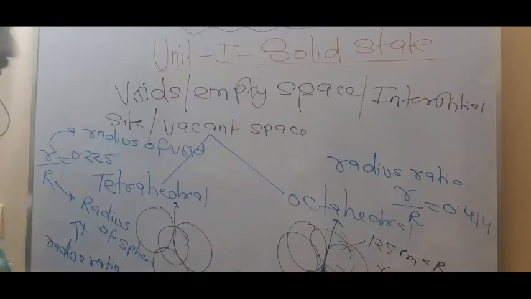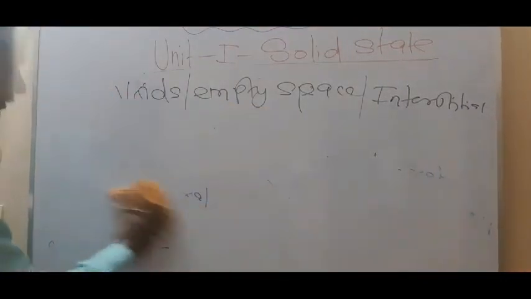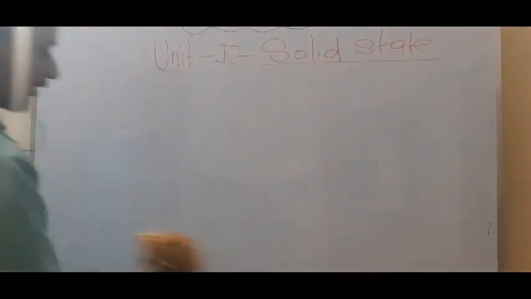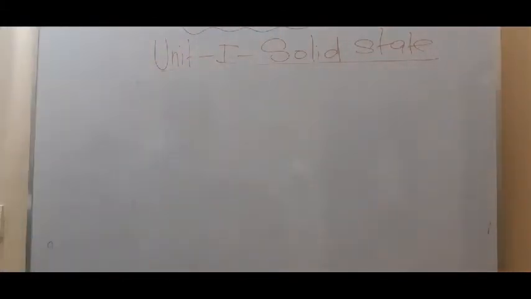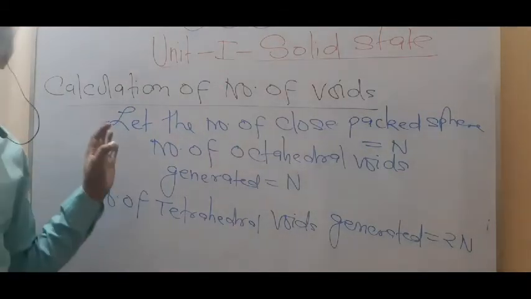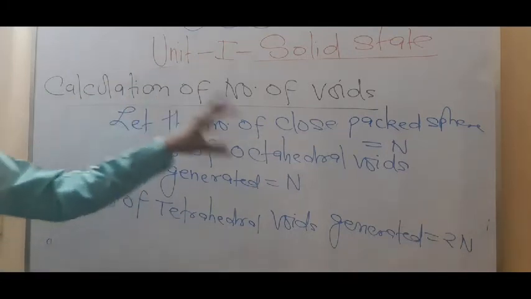So these were all about the radius of voids and how you can know whether they are tetrahedral voids or octahedral voids. Now let us focus on the next topic, that is the calculation of the number of voids. Here a general formula is given.